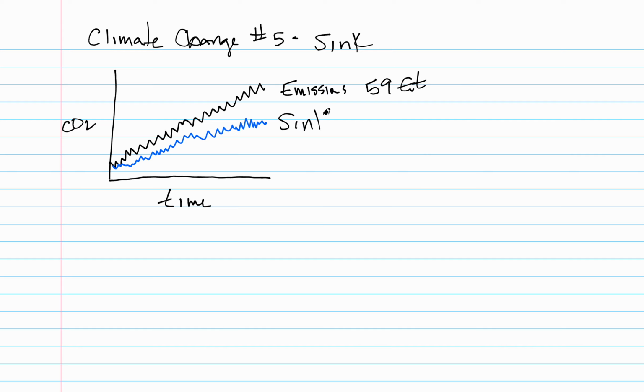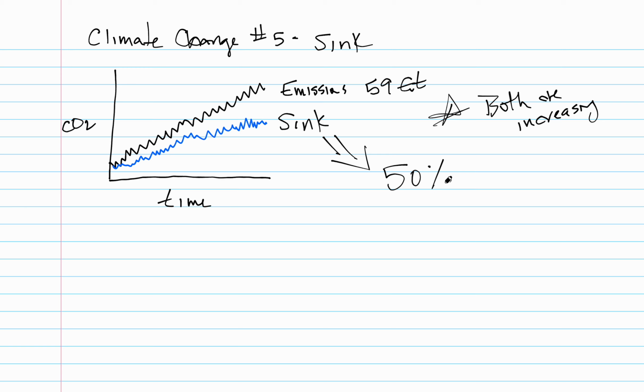So this would be our graph for sinks. Both are increasing. That might be a point I want you to, we could do star. Both are increasing. All right, that's good. But the sinks end up only matching about 50% of emissions. All right, so emissions are outpacing the sinks by about 50%, and that's why greenhouse gases are accumulating in the atmosphere.